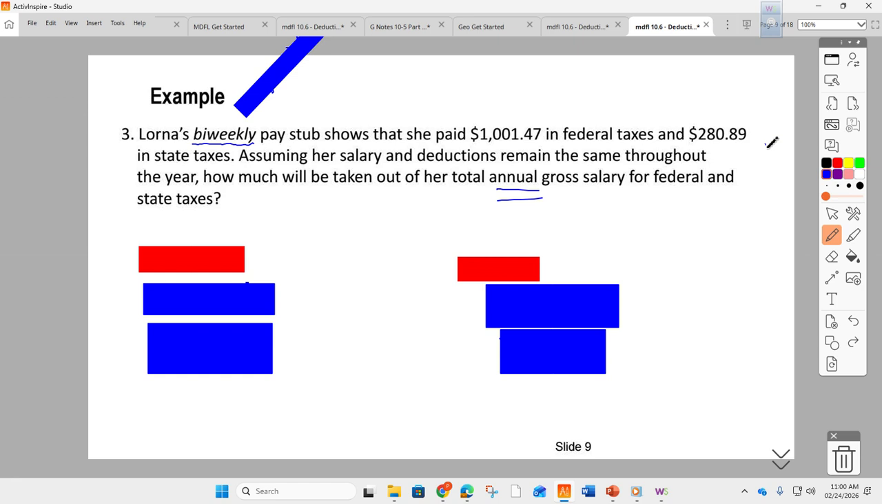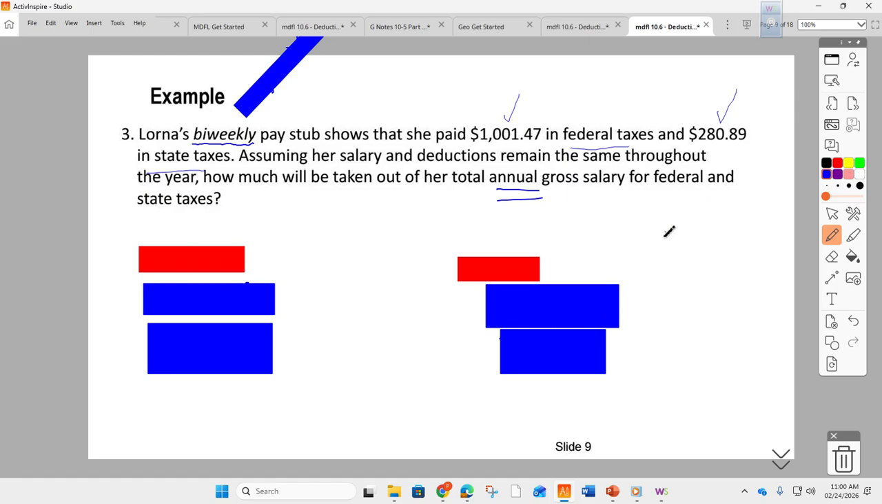So this is one of those occasions that gives us a number we don't need, right? We don't need to know what she gets paid. We need to know her federal taxes and her state taxes, but this gives them, oh no, I lied. This is not her income. We do need this number. This is her federal taxes. This is her state taxes.